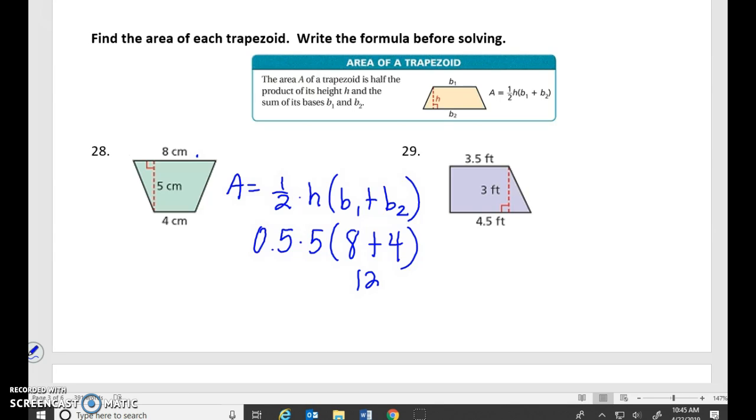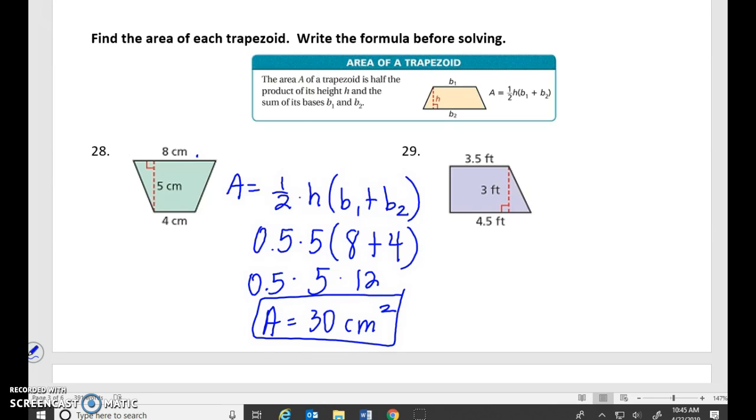So I have a 12. And then notice I'm going to add a multiplication here because I did everything inside my parentheses, so I no longer need them. But I know going from a parentheses to a number, I'm multiplying. So I put times 5 times 0.5. Okay, so do your math. What is 0.5 times 5 times 12? So area equals 30 centimeters squared.